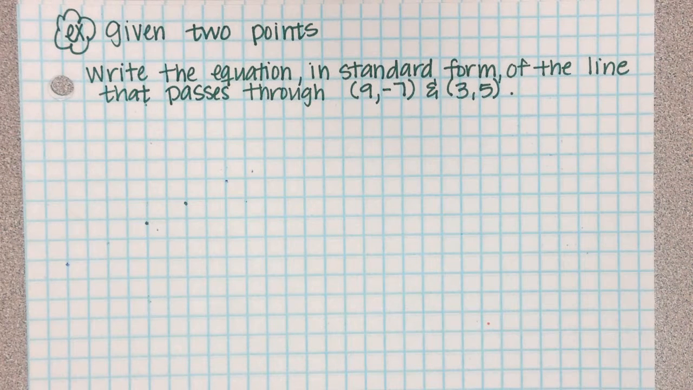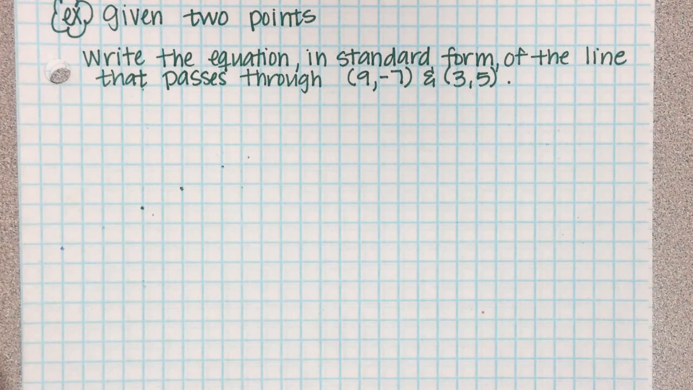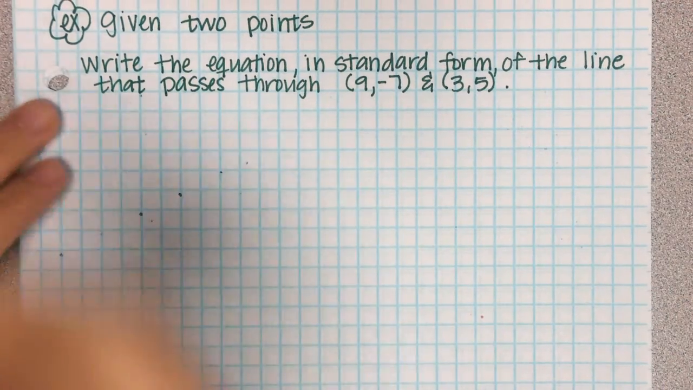All right, so our next example, and this is our last example, is going to be given 2 points. How do we write the equation in standard form? So write the equation in standard form of the line that passes through (9, -7) and (3, 5). So just like before, our first step is going to be to calculate slope.